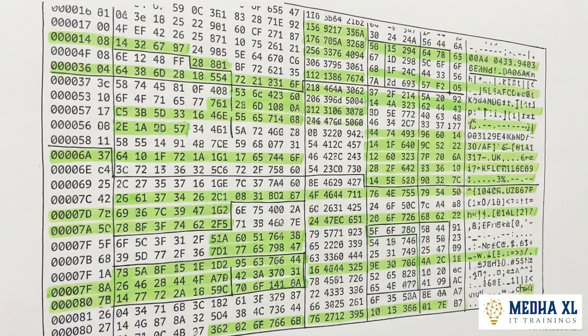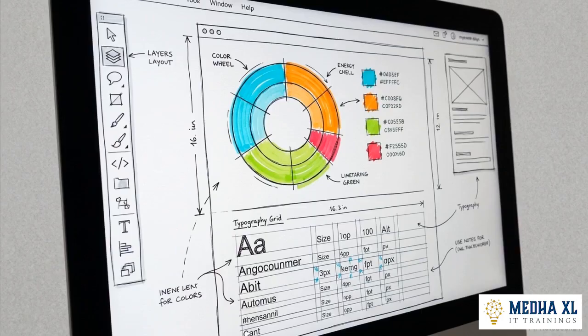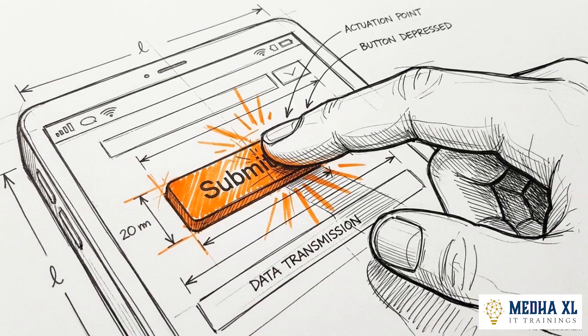Raw server data is only half the story. We need a front-end user interface, so people can actually interact with the system. We teach the core visual languages: HTML for structure, CSS for styling, and JavaScript for dynamic client-side interaction.